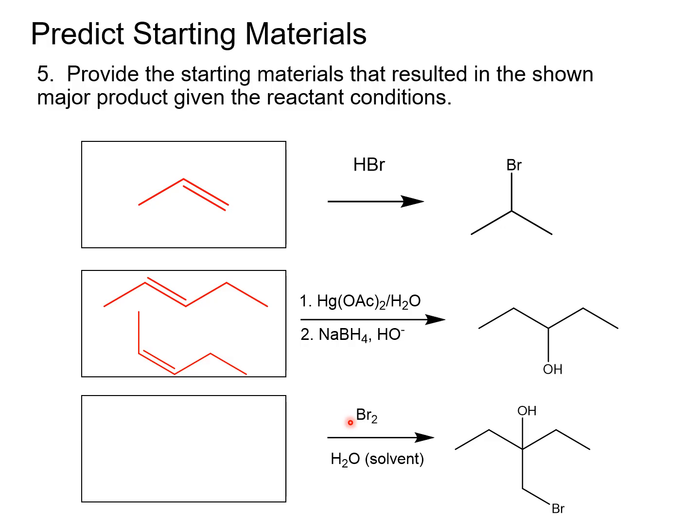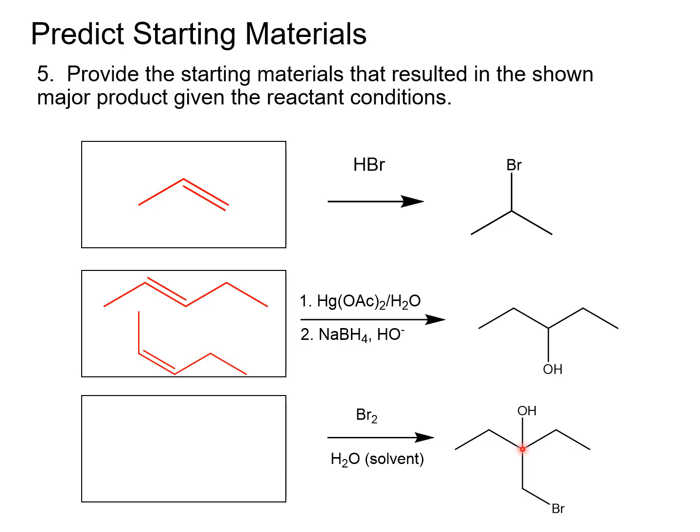My next one here, I'm seeing Br2 with H2O as a solvent. This should also be identified as an alkene reaction. So now I'm trying to figure out where would I add the alkene in my molecule that's going to end up having the OH add to this carbon and the bromine add to this carbon. For the mechanism for this, remember that water adds to the more substituted position.